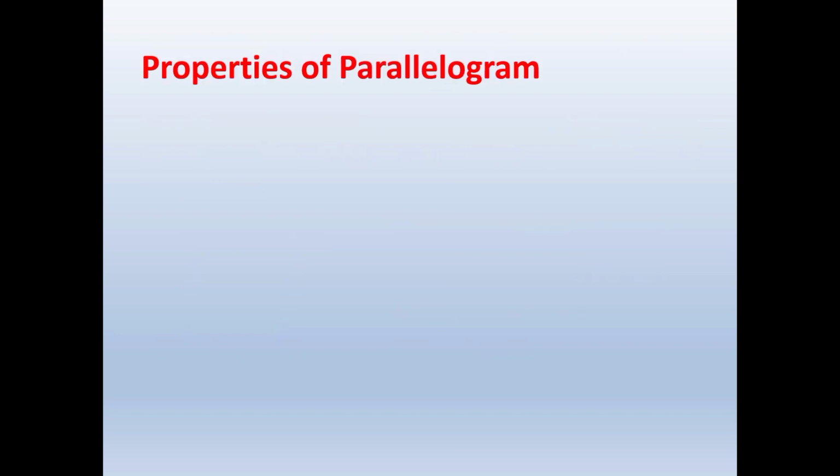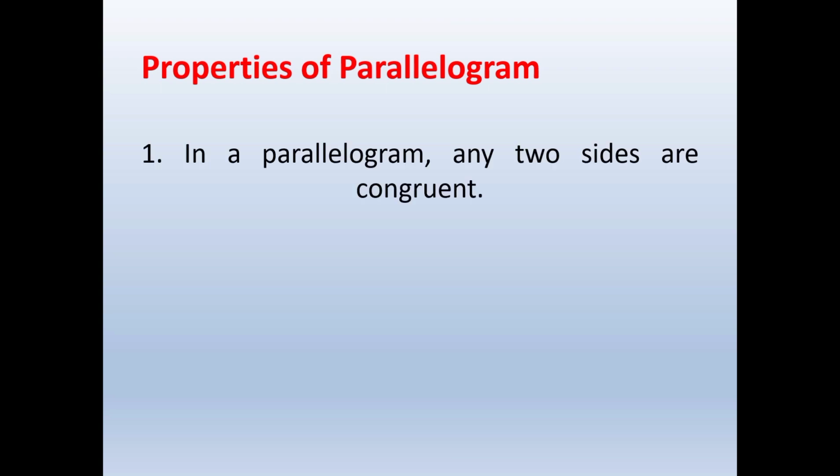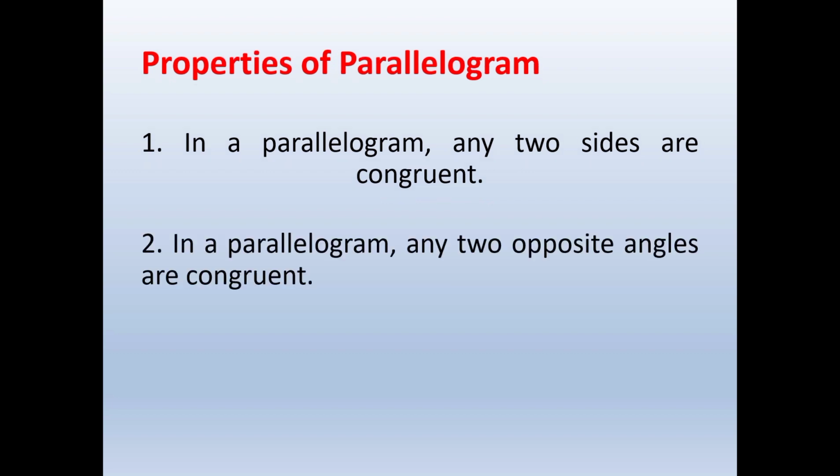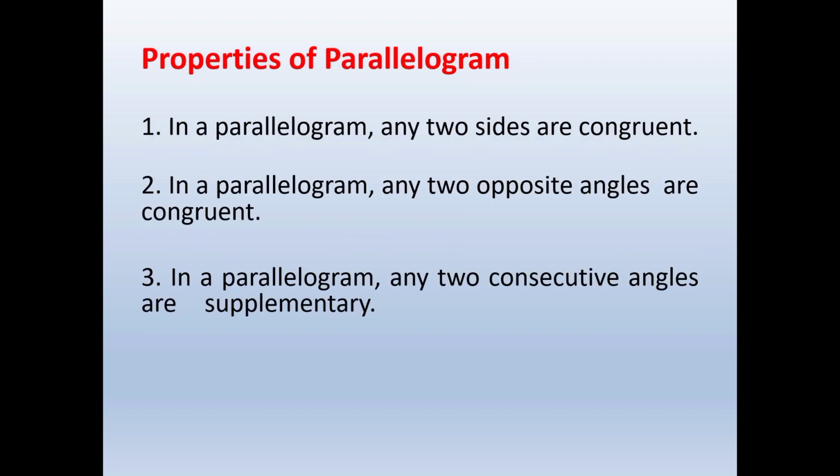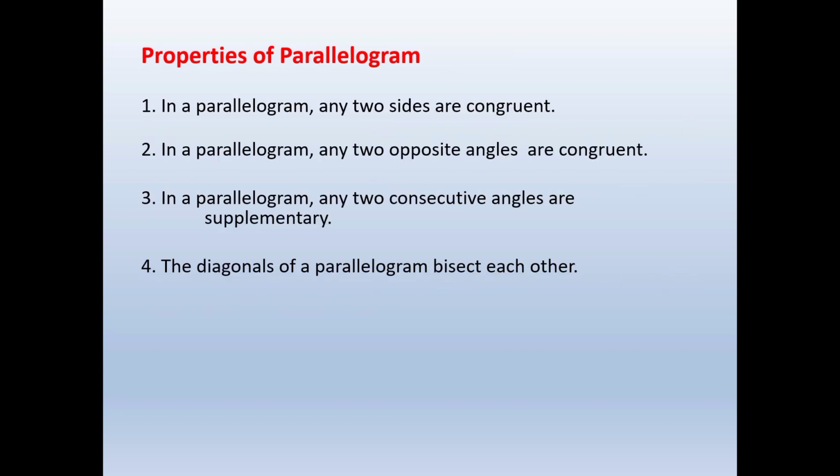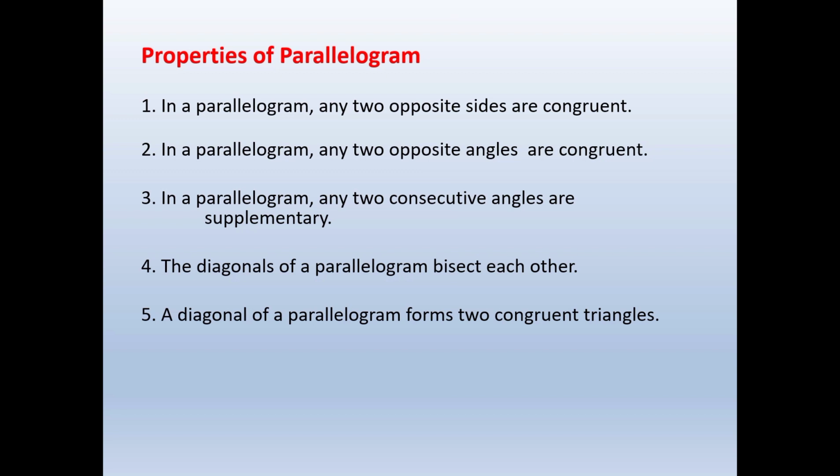After knowing the conditions that a quadrilateral is a parallelogram, we can write now here the properties of parallelogram. First, in a parallelogram, any two opposite sides are congruent. Second, any two opposite angles are congruent. Third, any two consecutive angles are supplementary. Fourth, the diagonals of a parallelogram bisect each other. Fifth, a diagonal of a parallelogram forms two congruent triangles. Now, any of these properties, if found or present in a quadrilateral, then that quadrilateral is a parallelogram.